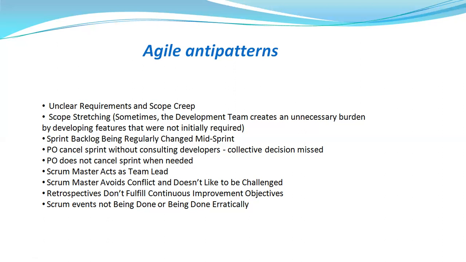Then, Scrum events not being done or being done erratically. That means each Scrum event is supposed to happen, and it should be happening. If the team is missing or skipping any Scrum events, then that is also one of the Agile anti-patterns. So I have covered almost all the commonly seen Agile anti-patterns. Hope this is useful.